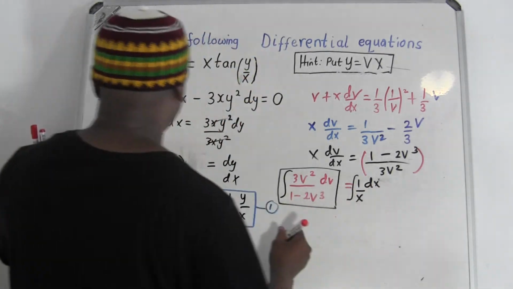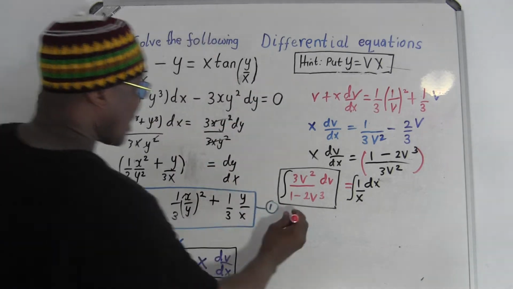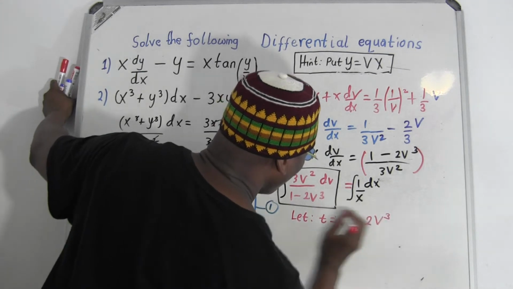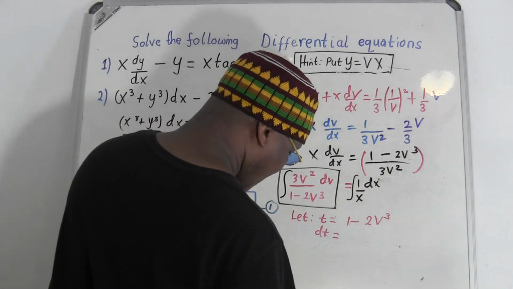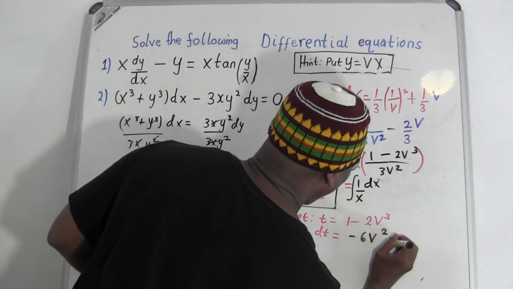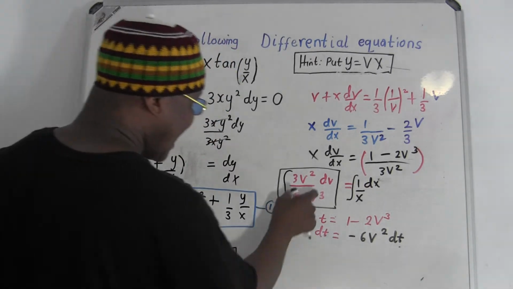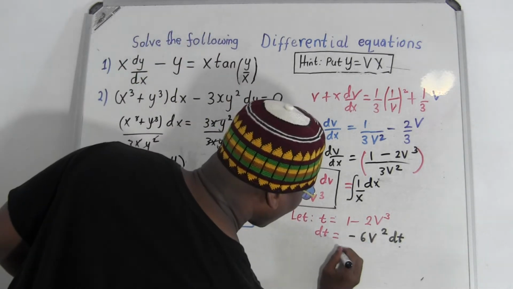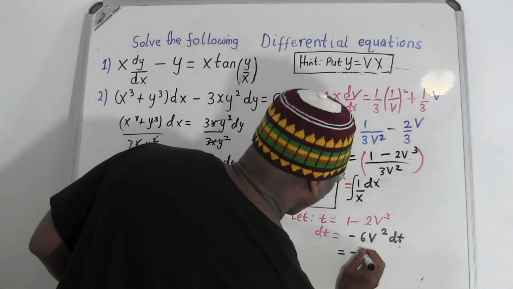So I'll say let, the space is not enough, so maybe I can raise here because we don't need it. So I can say let t equal to 1 minus 2v cubed. So the differential is going to become dt equal to negative 6v squared dv. But remember here, I just want 3v squared dv. So how am I going to get 3 here? It means I'll take negative 2 out.